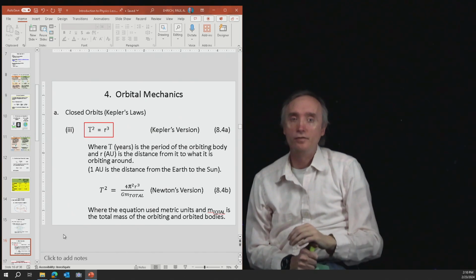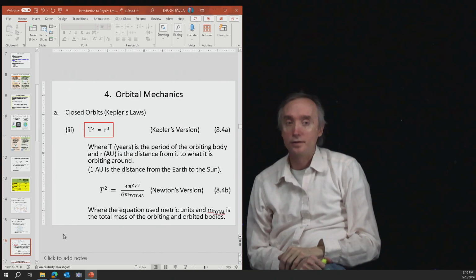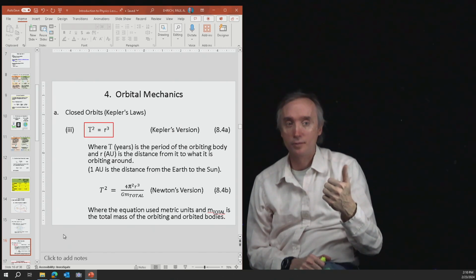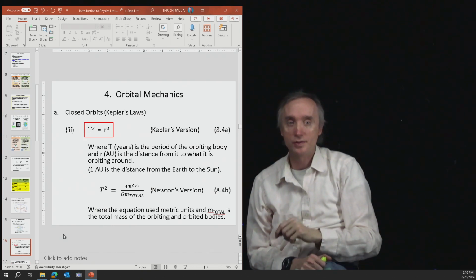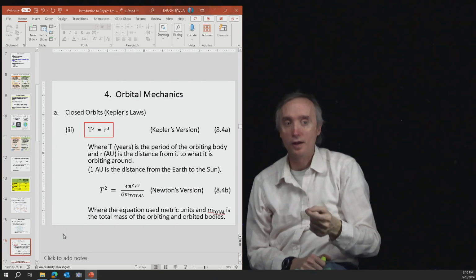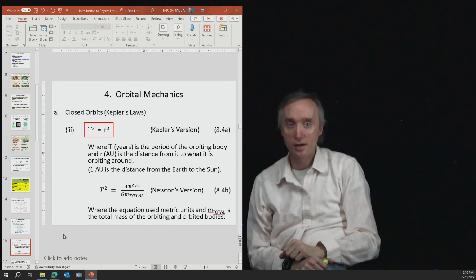All right, so now we're ready for Johannes Kepler's third law of planetary motion. The first law was that a planet goes around a star in an ellipse. His second one was that a planet will sweep out equal areas in equal amounts of time. And now we're ready for his third one.